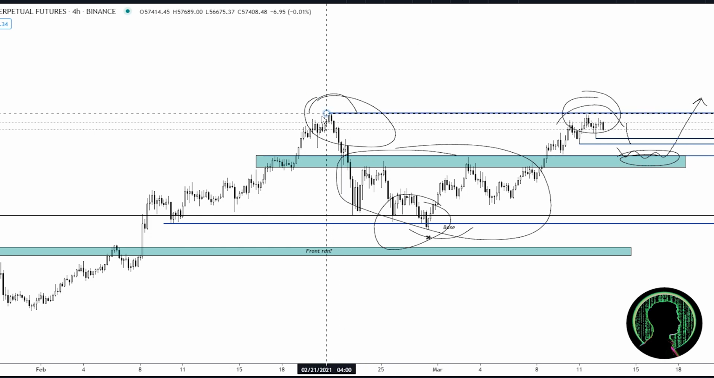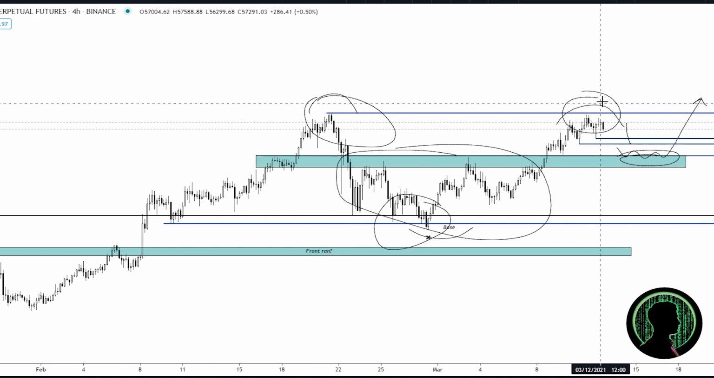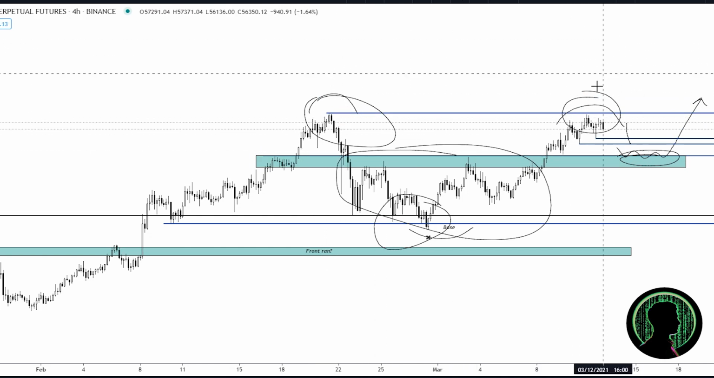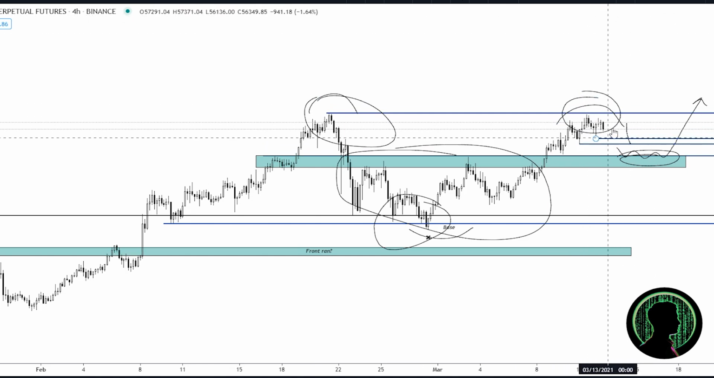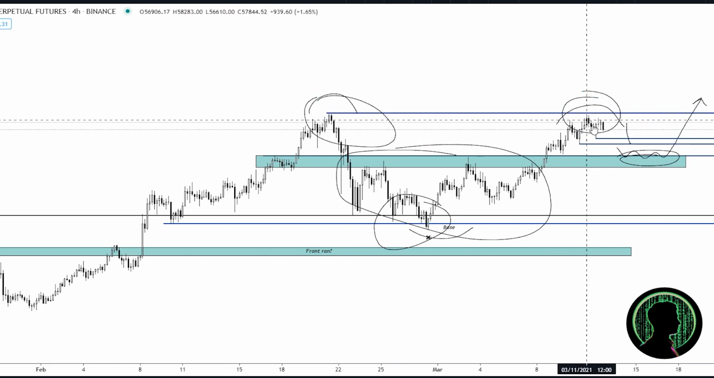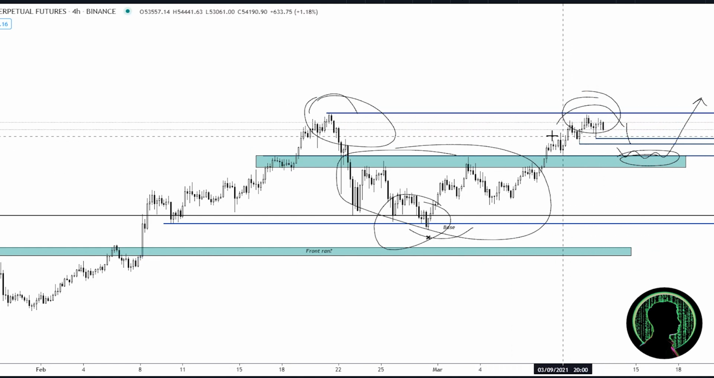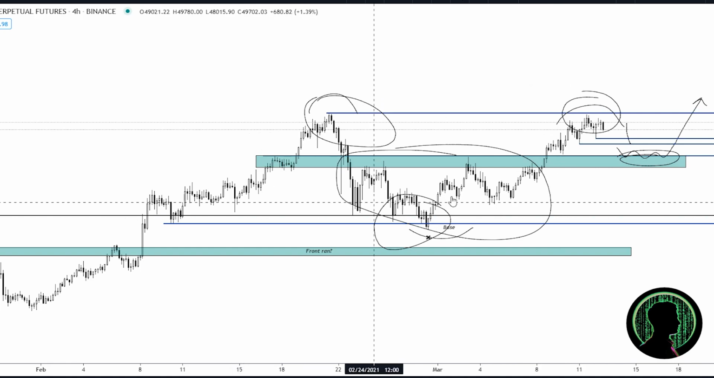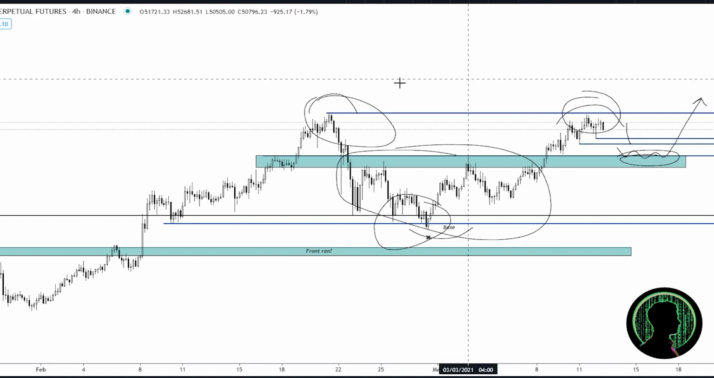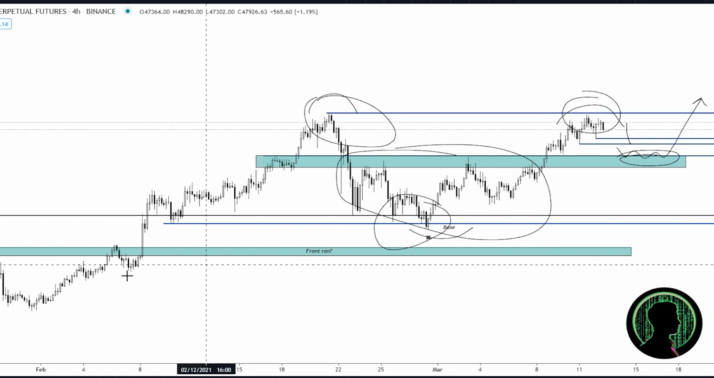My take is that it's probably not distribution, just because you normally tend to see wider spikes up. It doesn't seem like there are big positions unloading. The wicks don't support that either. So this to me just looks like more accumulation and consolidation above the highs. So yeah.